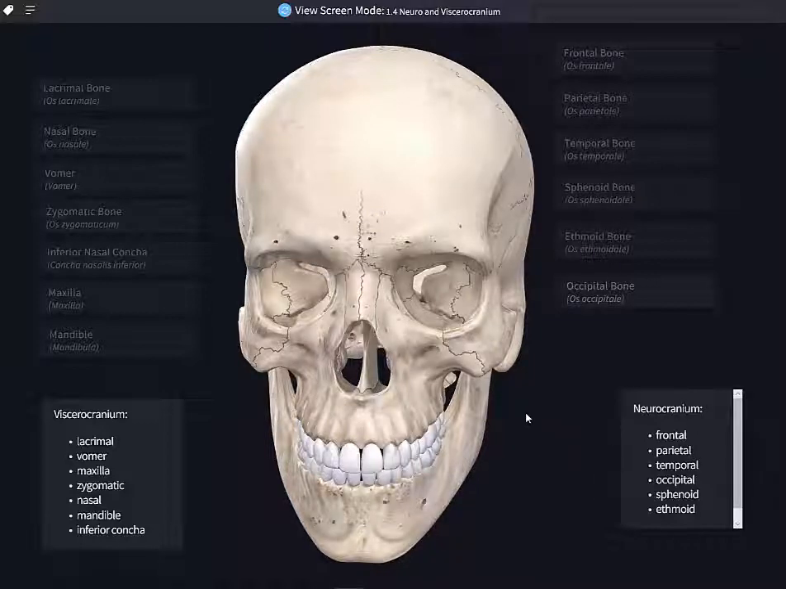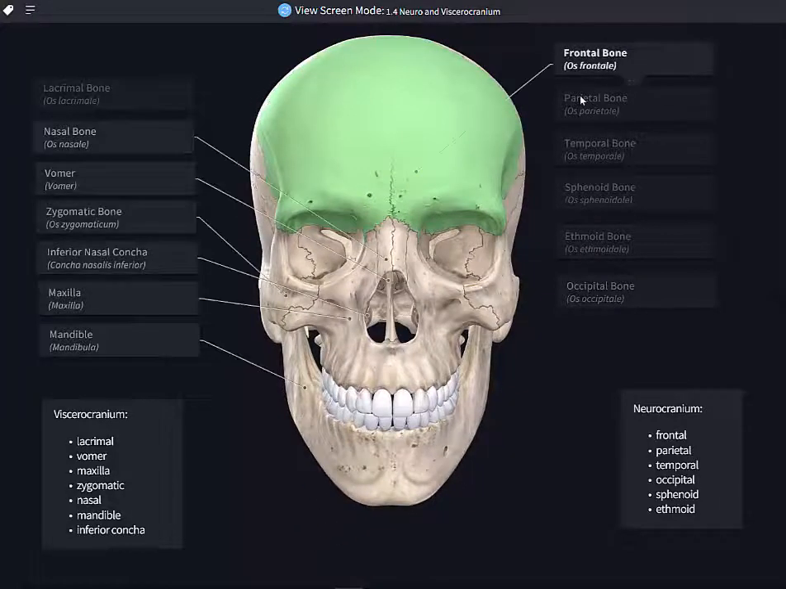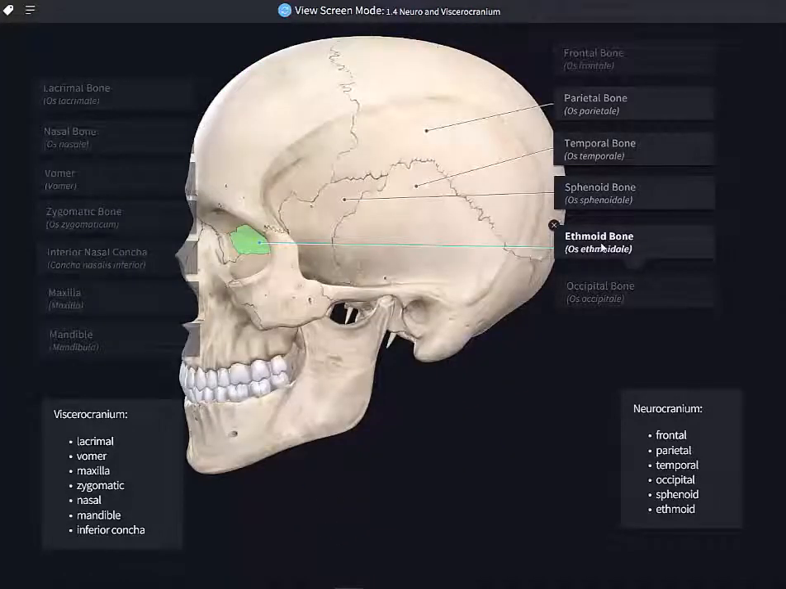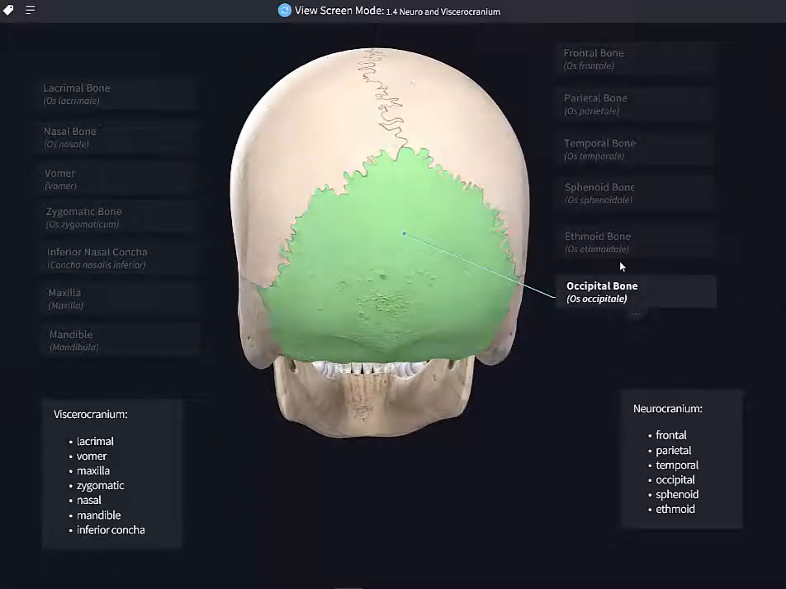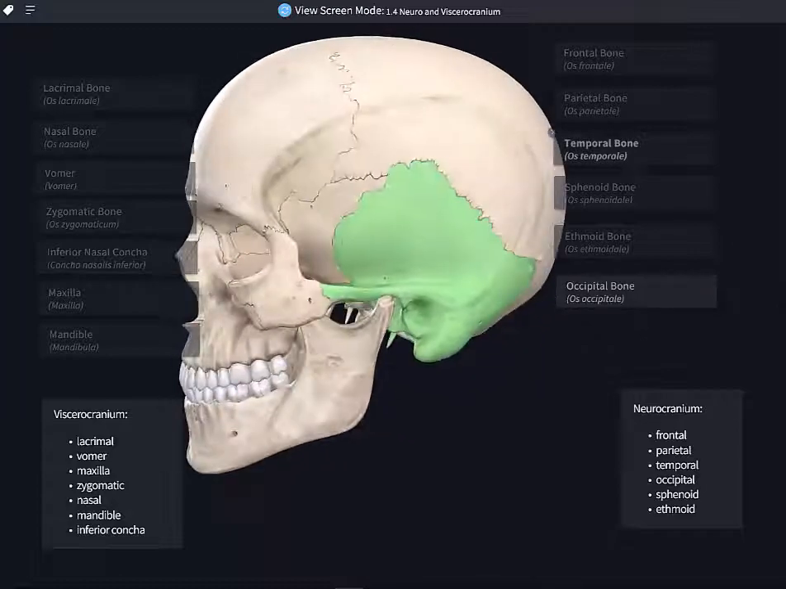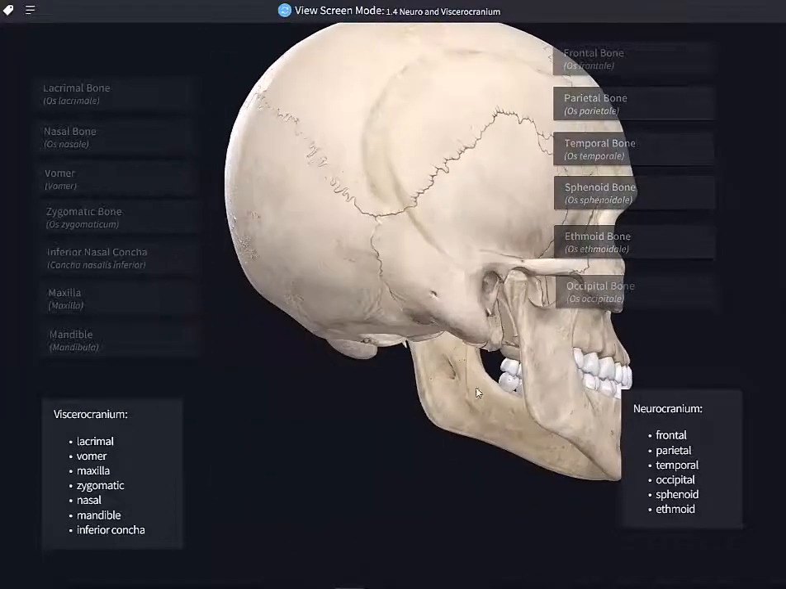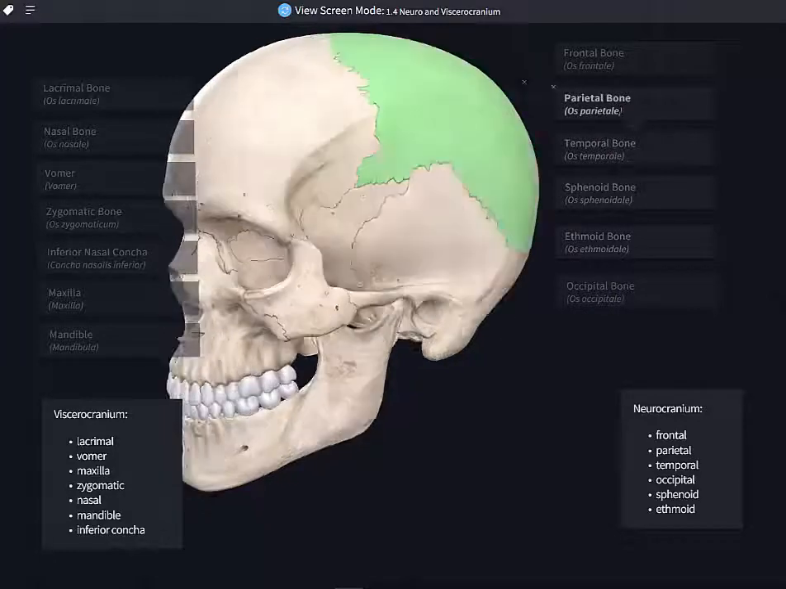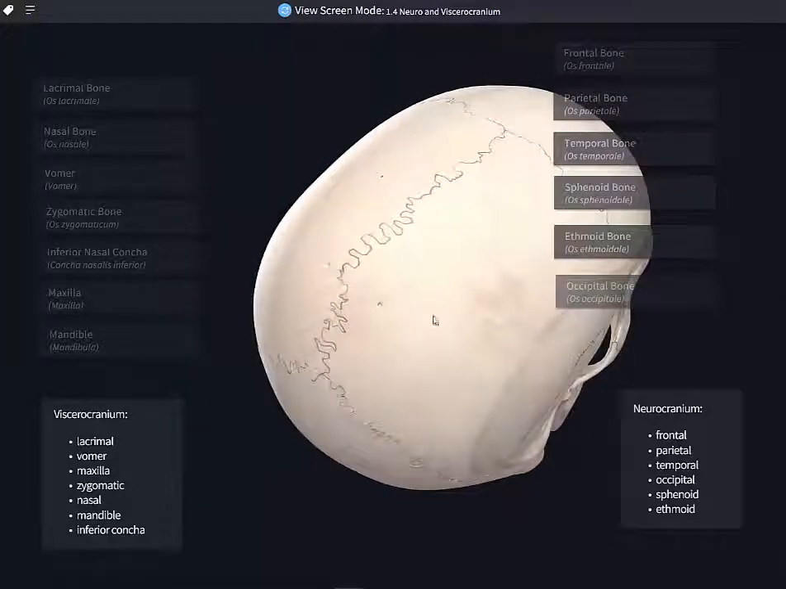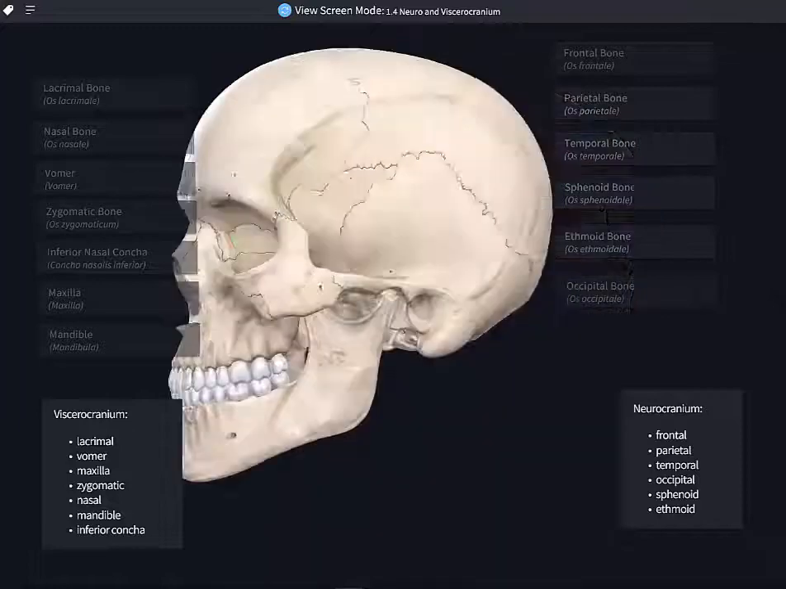However, 4 of those bones are going to be single bones. That's, for instance, the frontal bone, ethmoid bone, the sphenoid bone, the occipital bone, and there are 2 sets of bones that occur bilaterally. That will be, for instance, your temporal bone. You have one on this side and one, of course, on the other side, and your parietal bones here and on the other side as well.